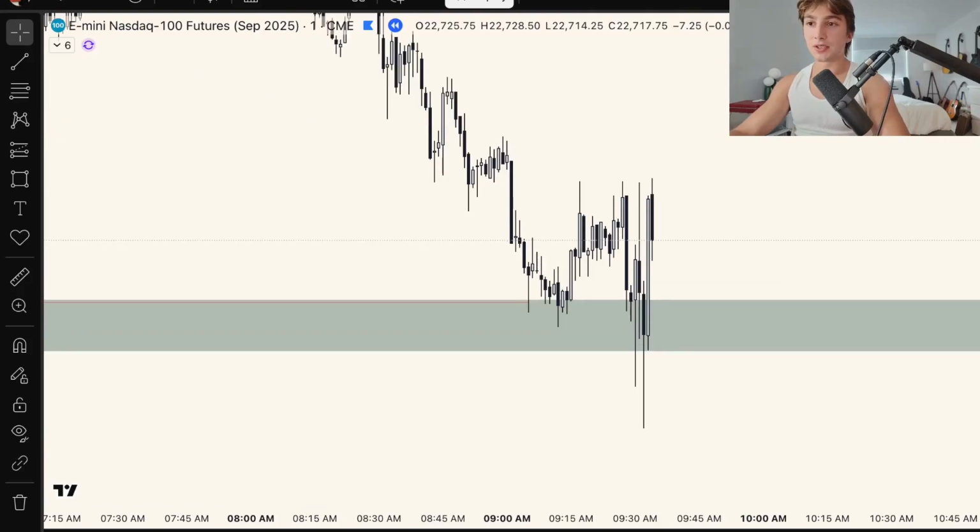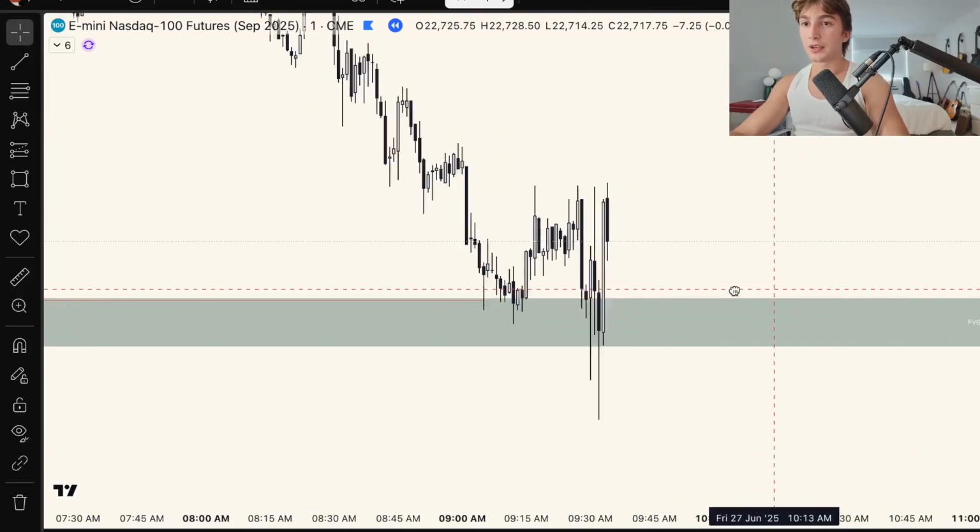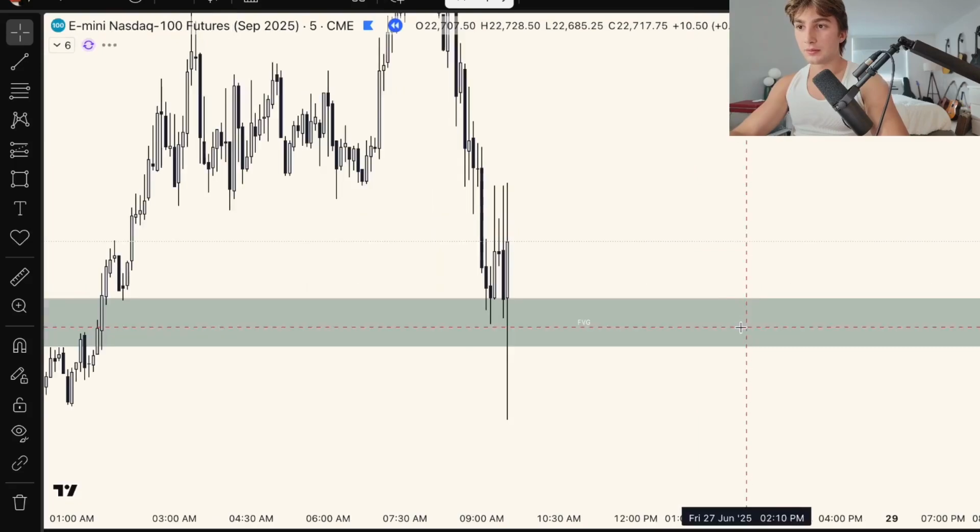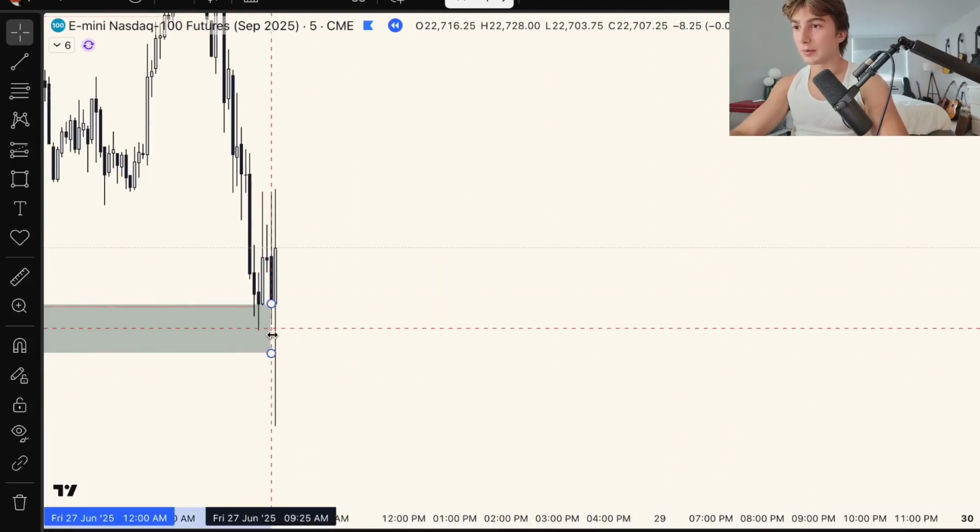This is the same scenario that I showed you guys. You have the scenario here where, let me put this back. Why is this the longest fair value gap ever?